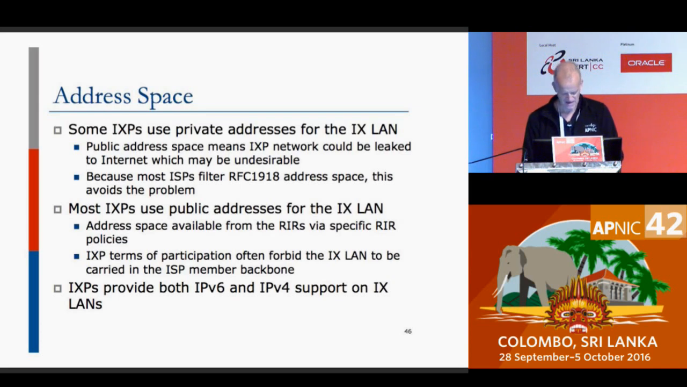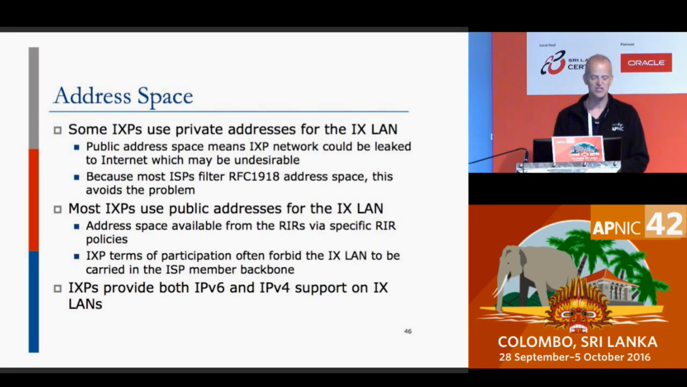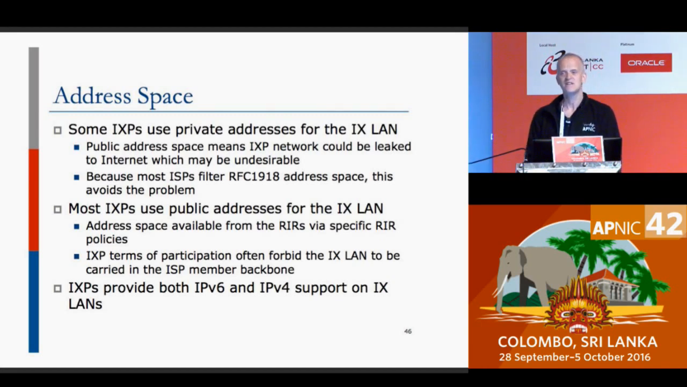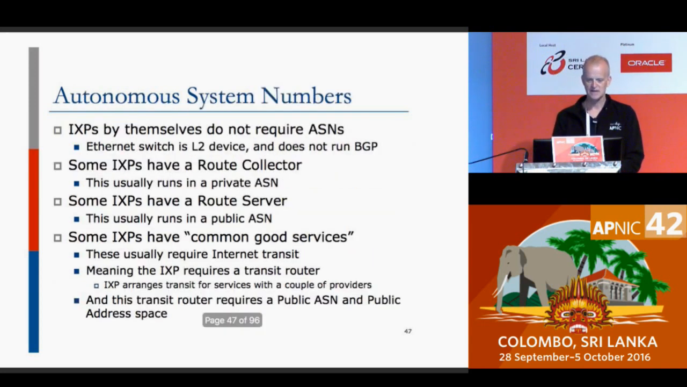Some folks ask me, should we provide a different LAN for v6 and v4? And I'm kind of, well, why? What's the advantage? There isn't any. We're running dual stack backbones across the internet today. The exchange point just sees two different ether types, one for v4 and one for v6, and can handle both just nicely. Autonomous systems: the exchange point itself doesn't need an AS number because it's just an Ethernet switch. Ethernet switches don't run BGP.